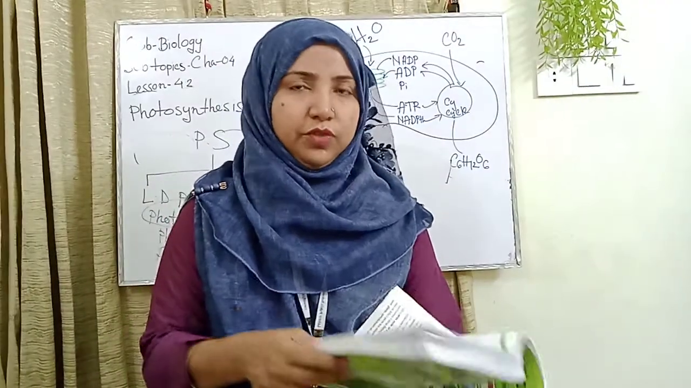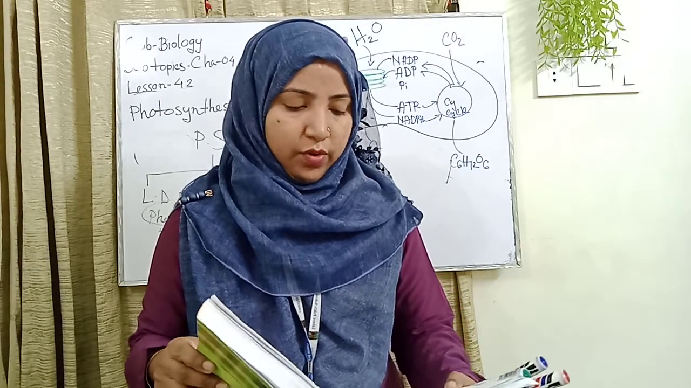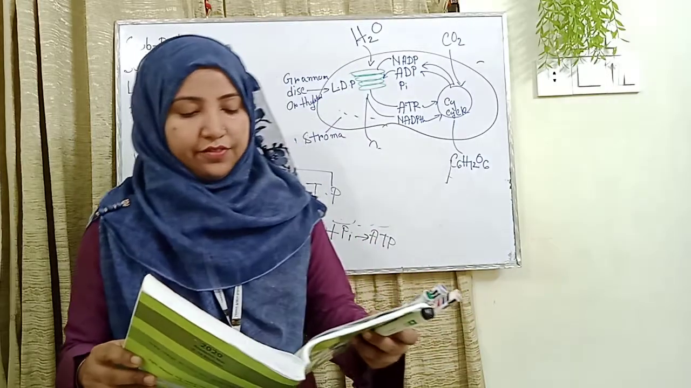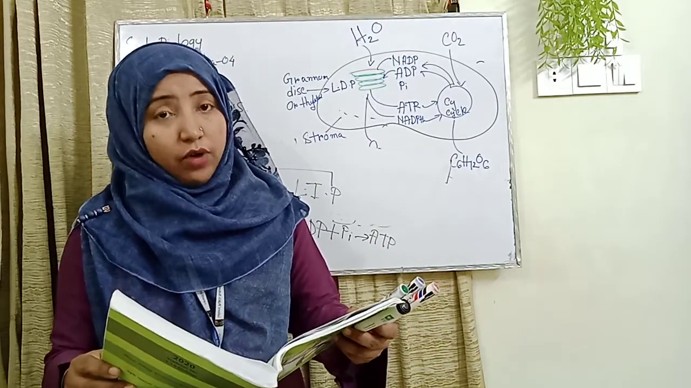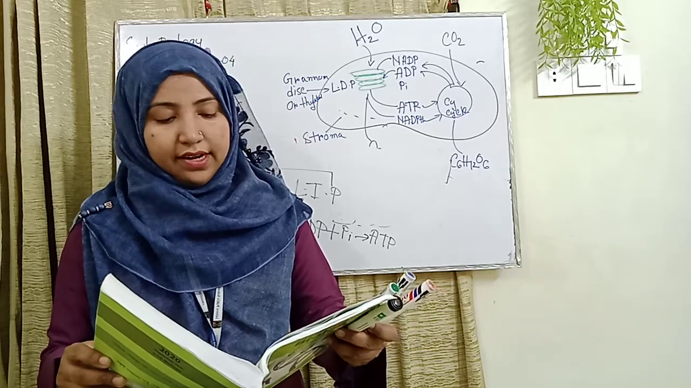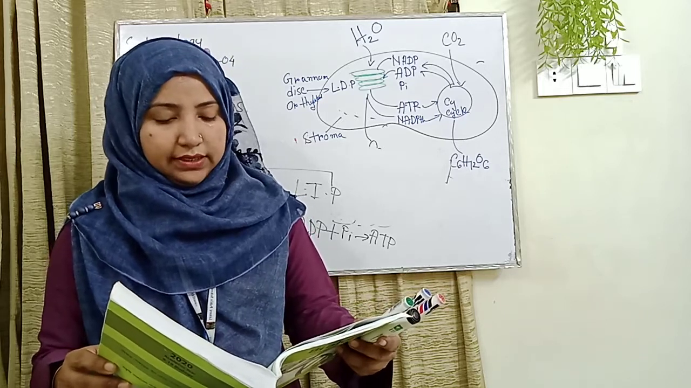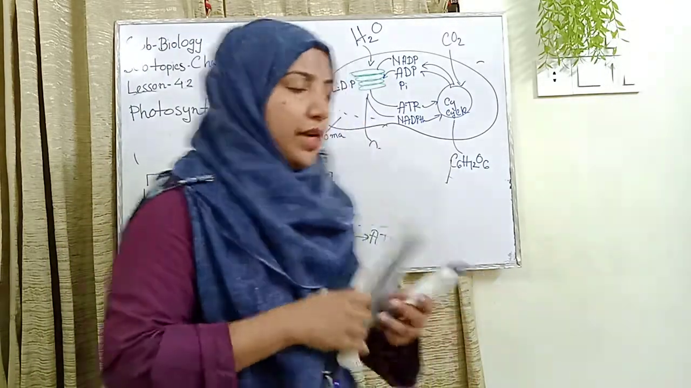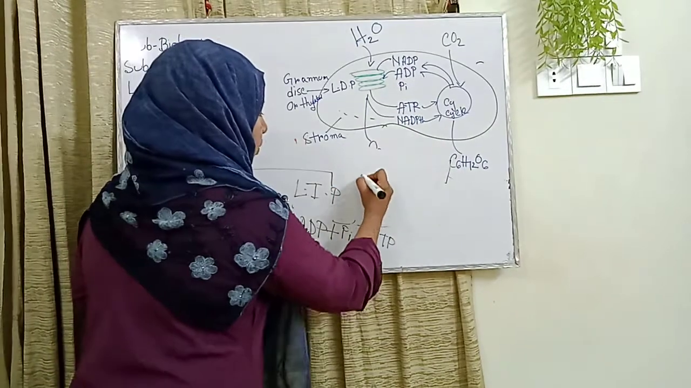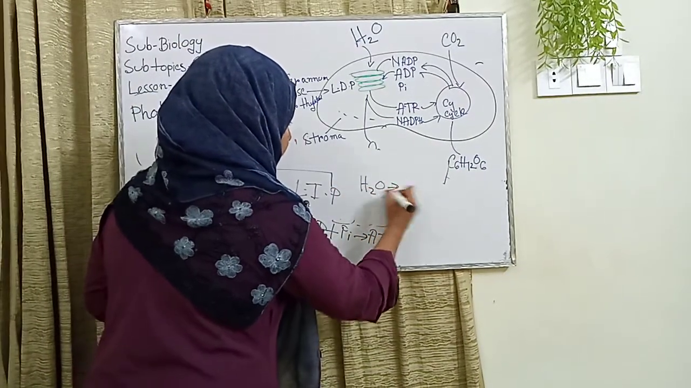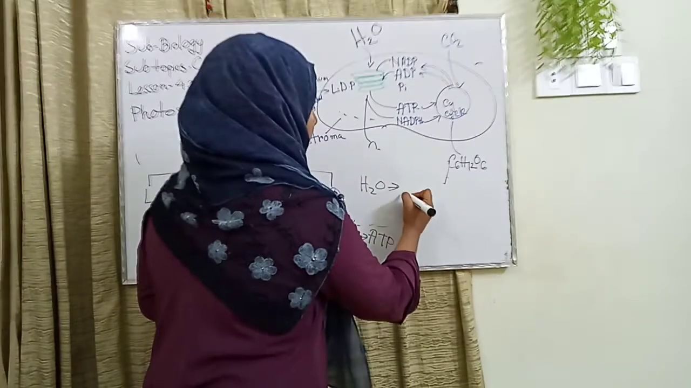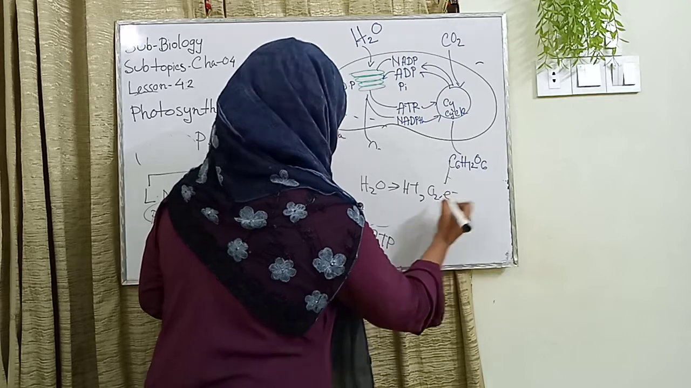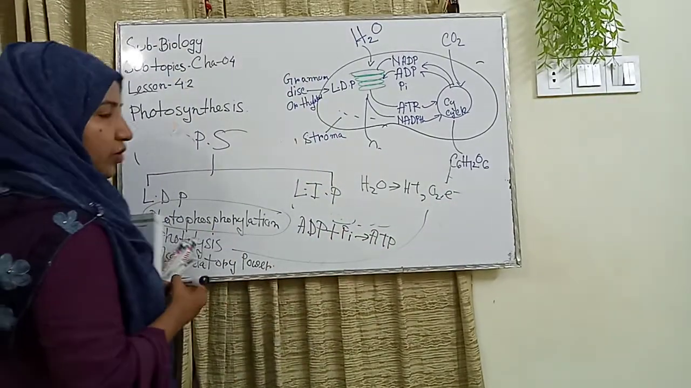What is photolysis? Please turn to page 66 of this book. Oxygen, hydrogen and electrons are released through the hydrolysis of water with the help of sunlight and chlorophyll. The process is called the photolysis of water. So the main reactant is H2O, and it splits into protons or H plus, oxygen and electrons. Another name for it is photolysis.